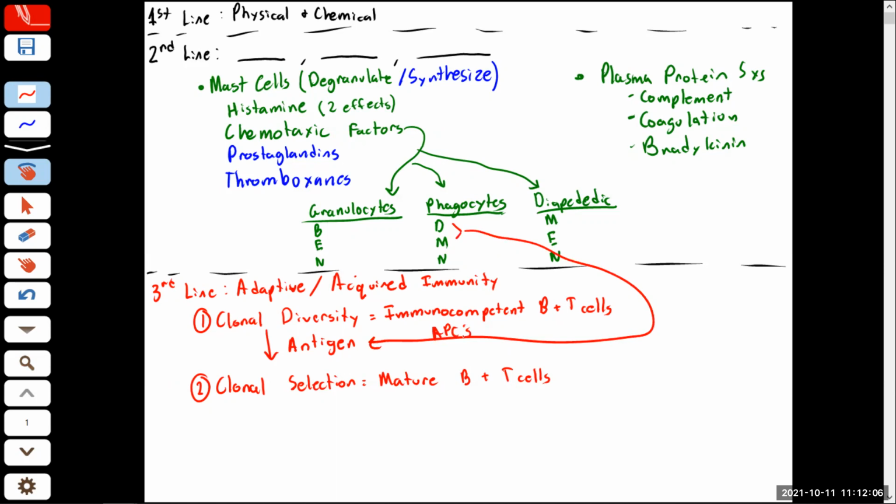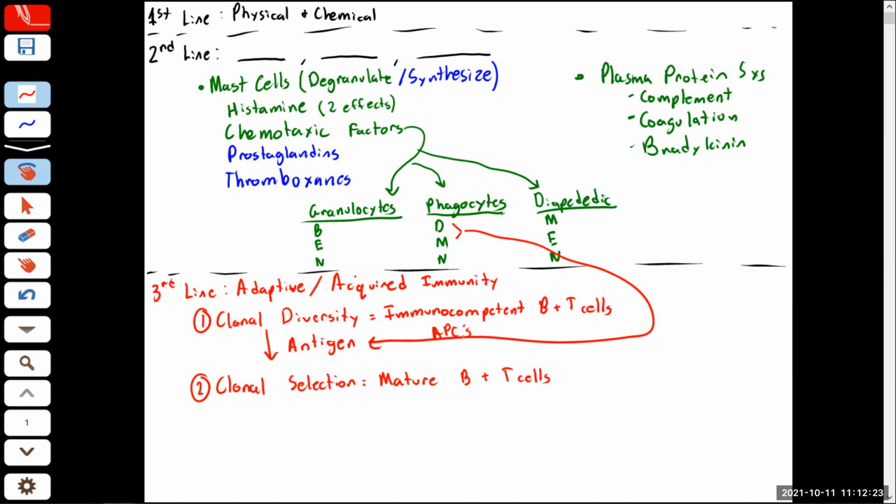So the reason why I kind of drew those in there was to show you, hey, look, yes, we have 3 different lines of defense, but they are not exclusive from one another. There's interaction between, in this case, the second and the third line of defense, where the second line of defense is helping the third line of defense.